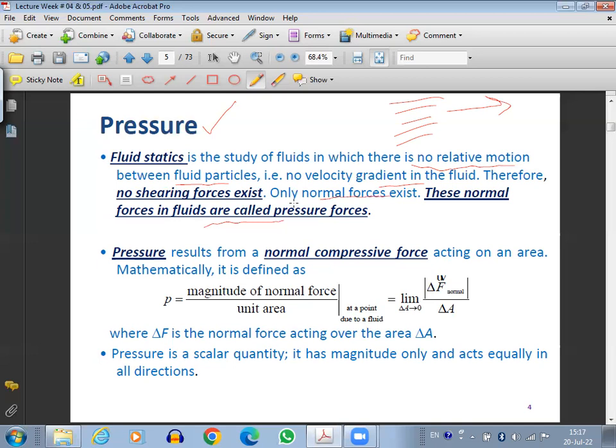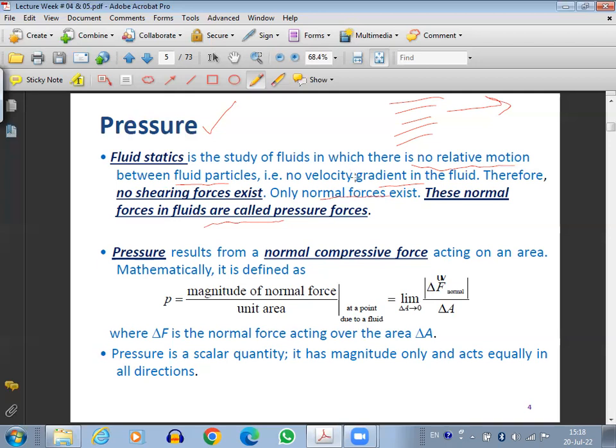What are the normal forces? You have studied it in statics or strength of materials, the difference between the normal and the shear forces. The normal forces are the ones which either tend to elongate or tend to compress. So if you have a fluid and there is a normal force that tends to compress the fluid, that is basically the normal force, and this is what pressure is actually termed as in fluid statics.